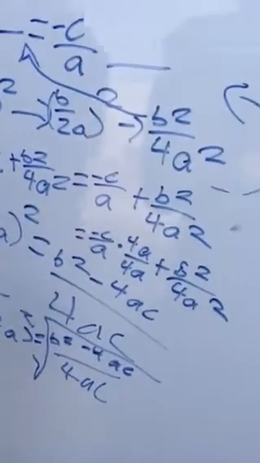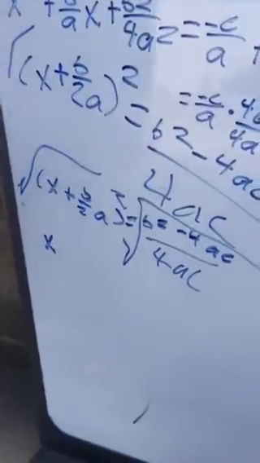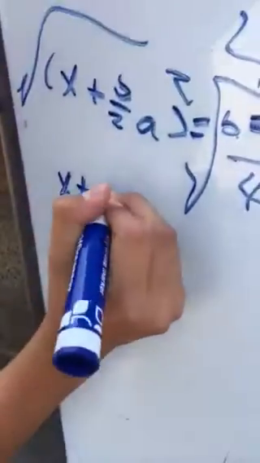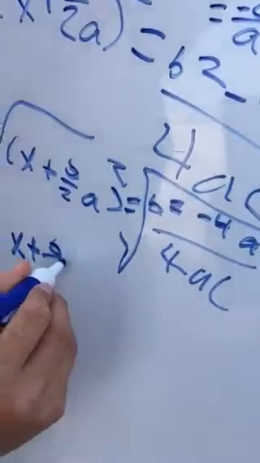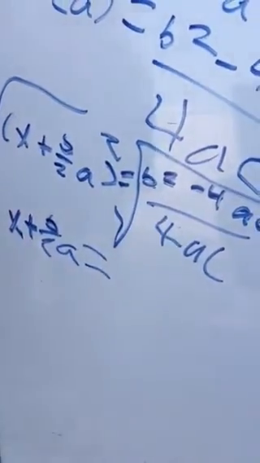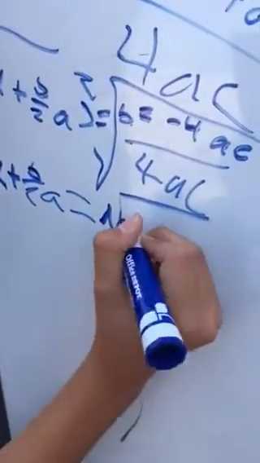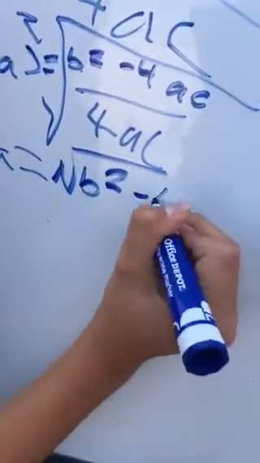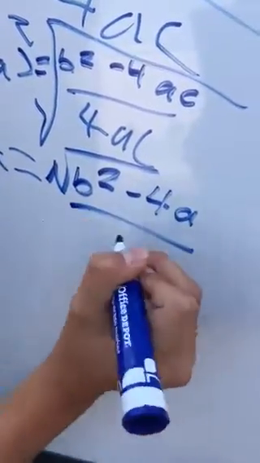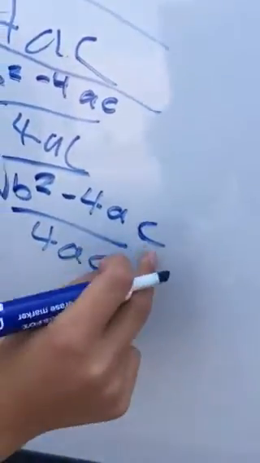And so now we're going to get x plus b over 2a equals the square root of b squared minus 4ac over 4a squared. Put the c. Yeah, sorry, my bad. And c here as well.